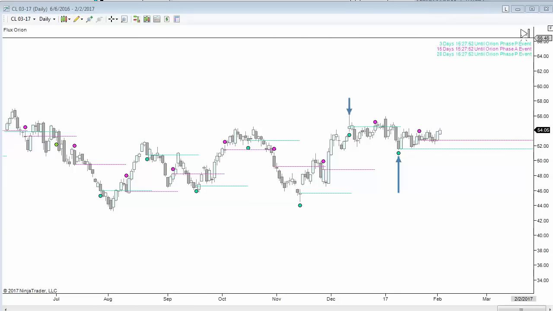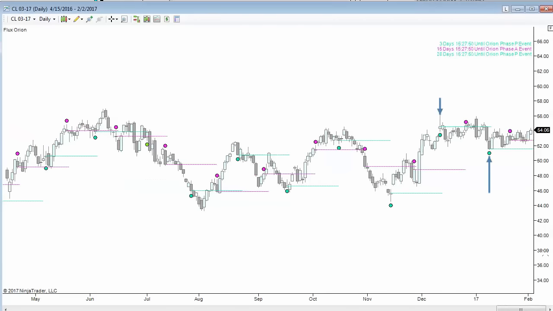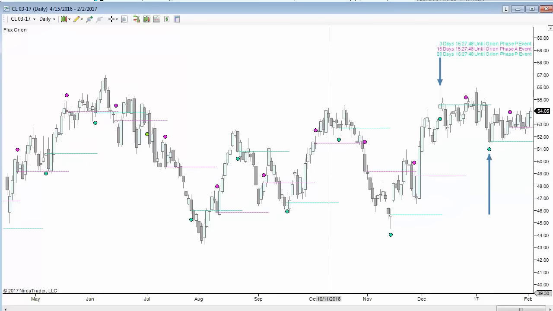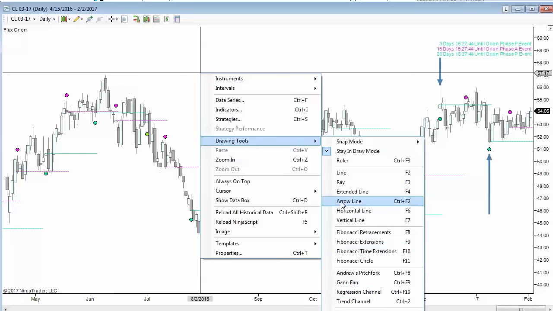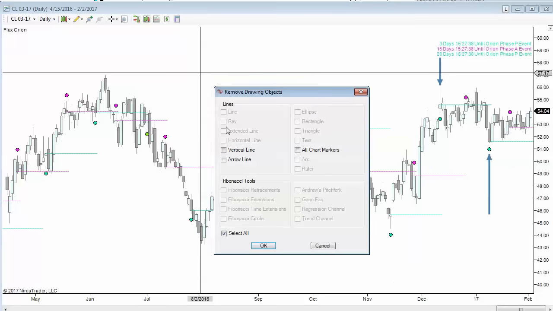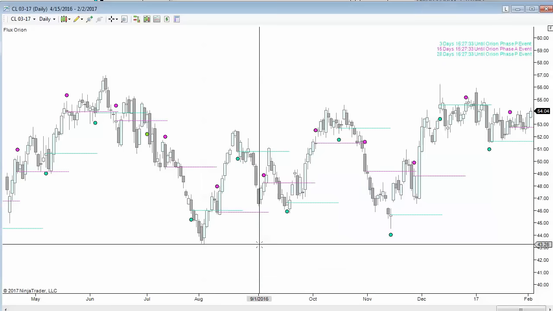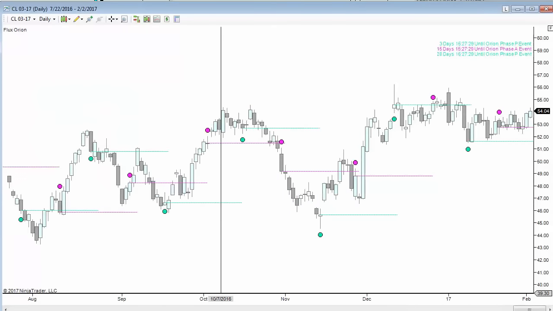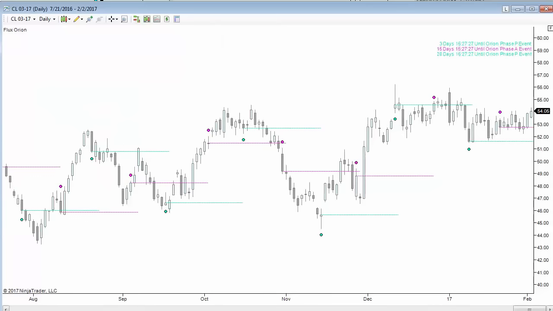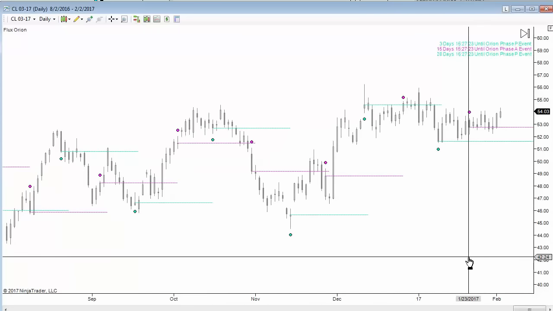Happy Groundhog Day, everybody. I'm looking at crude futures today, and we're using an indicator that we've never used before, and it's called the FLUX ORION indicator. It's very similar to the daily cycle marker tool that we've used in previous videos. But there are some very unique differences with regards to what the indicator is telling us and how far into the future it's telling us.